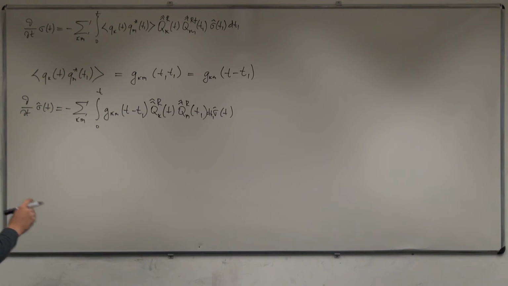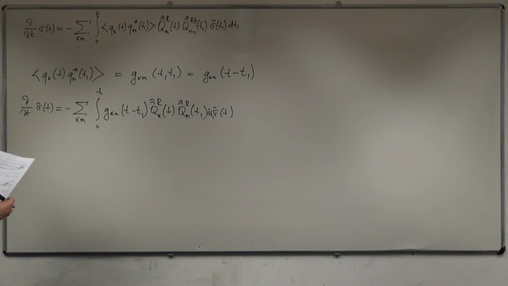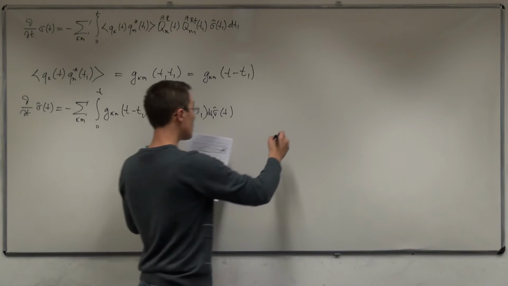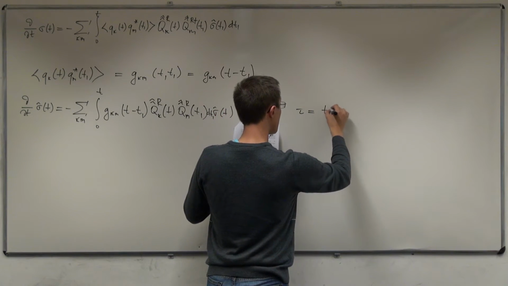Right, so we've made a little bit further progress in here. We can now do a bit more about that integral. What I will now do is do a variable substitution. To get it a bit more convenient, I'll introduce a time tau, which will be t minus t1.